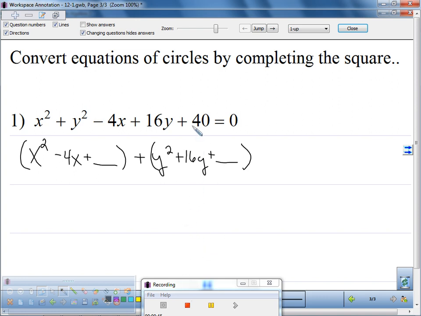number. I'm going to go ahead and move over the 40. So I'm going to subtract 40 from both sides, move it to that side, so this is all equal to negative 40. Now we're going to complete the square.